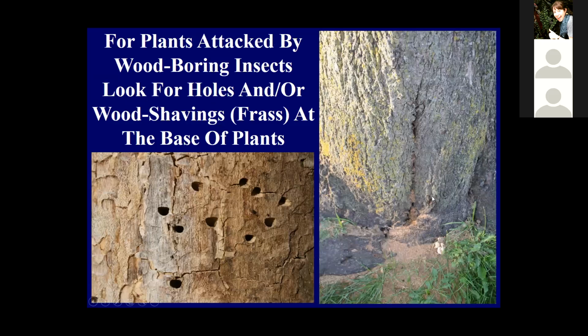So how can you tell when a tree or a shrub has been attacked by a wood-boring insect? Well, number one, you can look at the exit holes. There are two types of exit holes. These are the D-shaped exit holes, and another one are round exit holes. Now that's for wood-boring beetles.